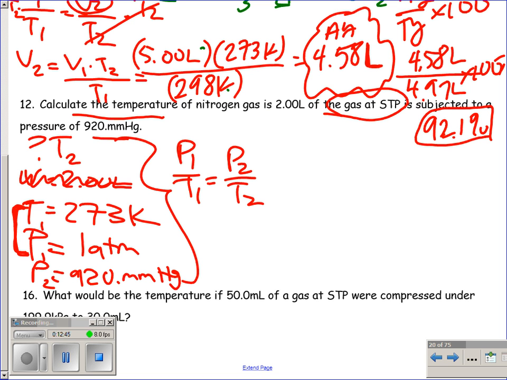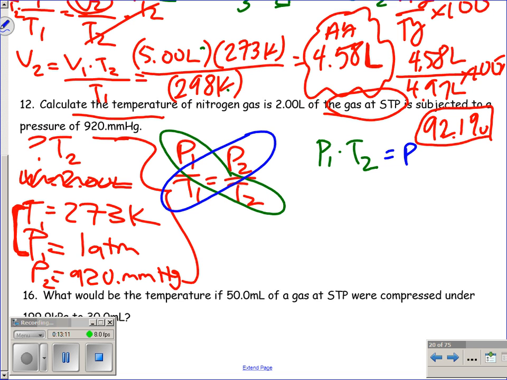So this is where I'm going to cross multiply and divide. I'm looking for T2, right? Well, dang it, that's in the denominator. That's always the hard one to isolate because you don't really know how to mathematically get it by itself. So you cross multiply: P1 times T2 equals the other cross multiplication, P2 times T1. Now you're like, how do I isolate T2? That's why it's called cross multiply and divide. So divide by P1. P1 cancels. Now T2 is equal to P2 times T1 over P1.